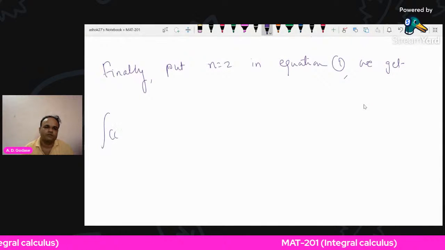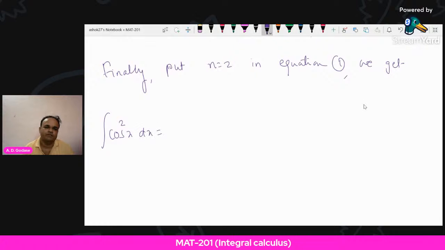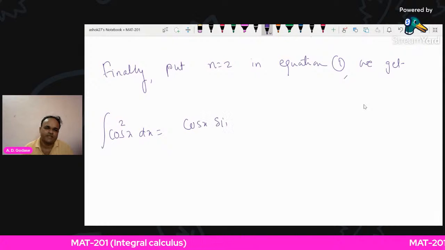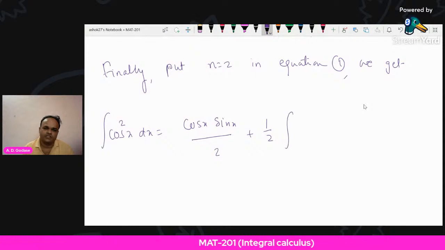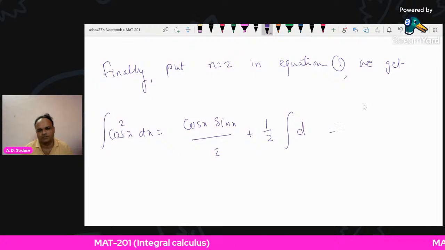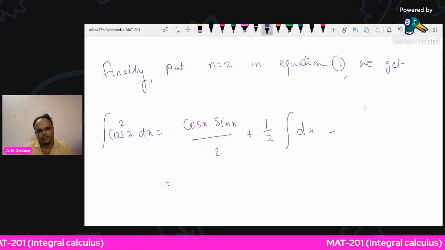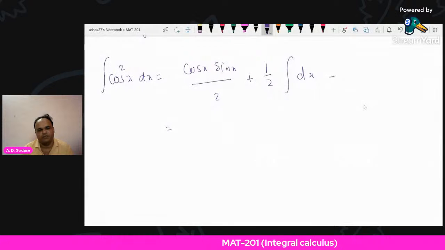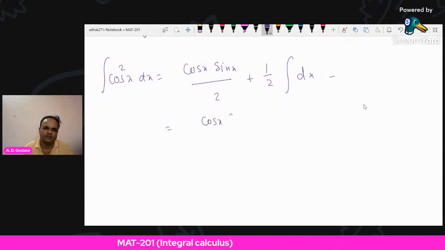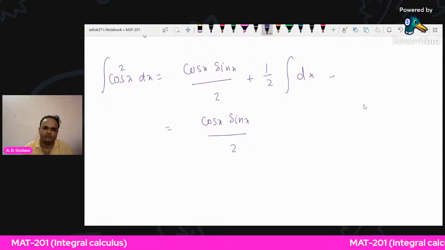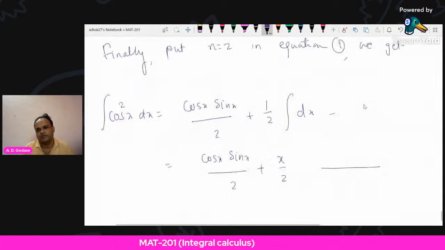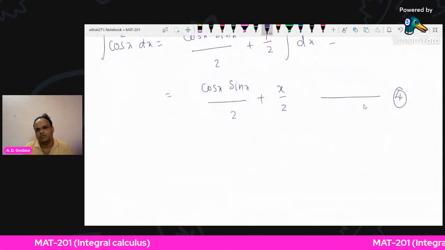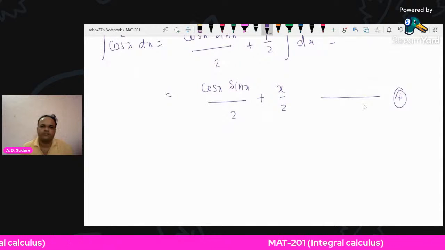So the integration of cos square x dx will be equal to cos x into sin x whole divided by 2 plus half the integration of cos raised to 0x, which will be just 1, so dx. Further you can write this as cos x into sin x whole divided by 2 plus x by 2. You can call this equation number 4. So you can resubstitute the values of equations 4 and 3 in 2.